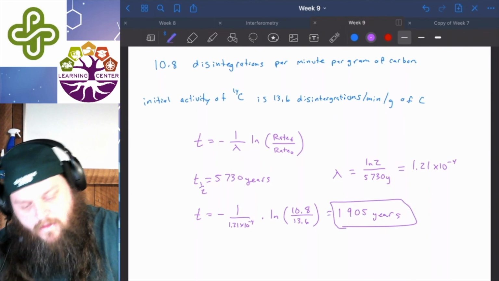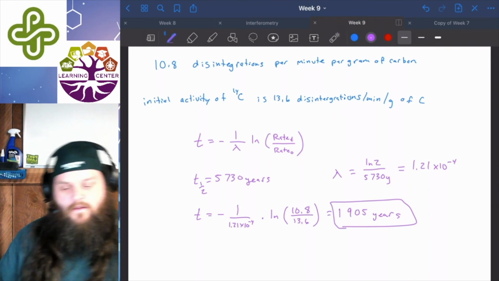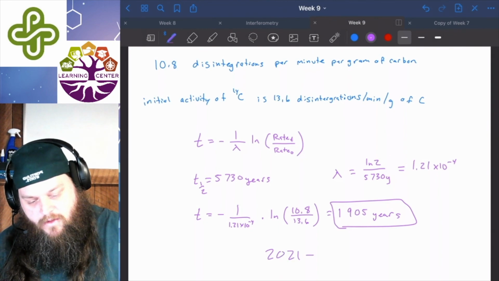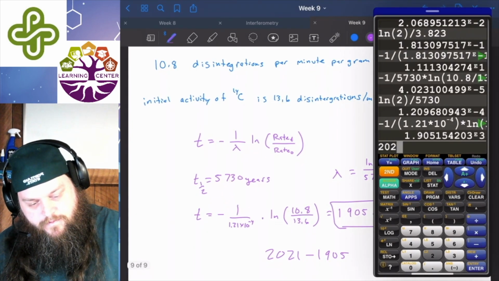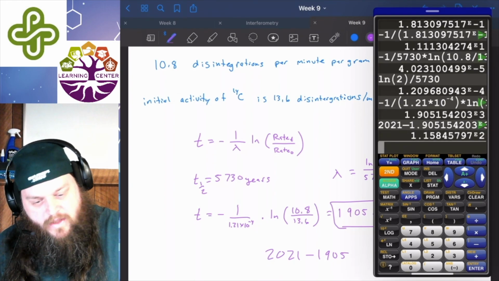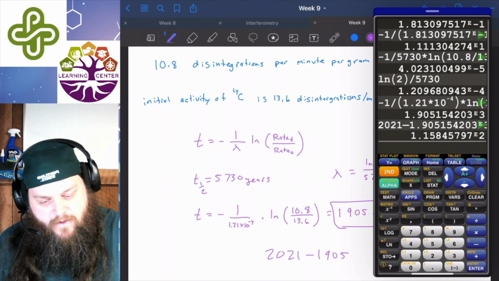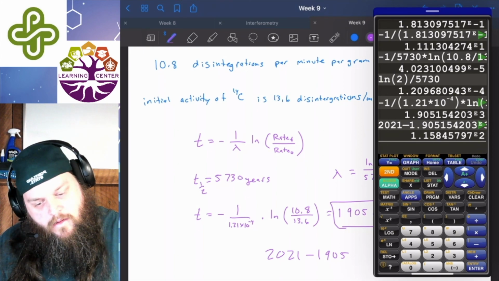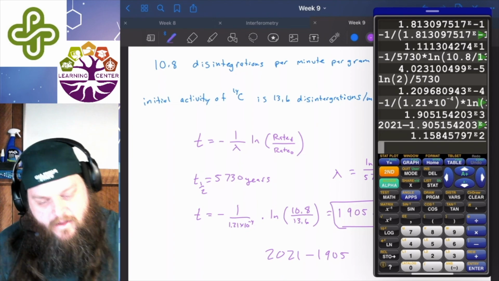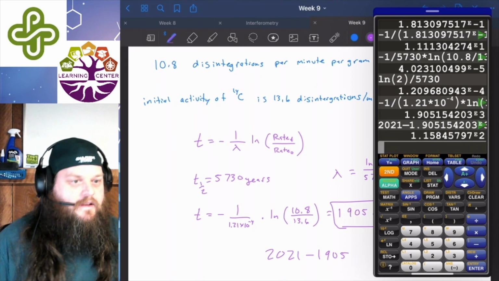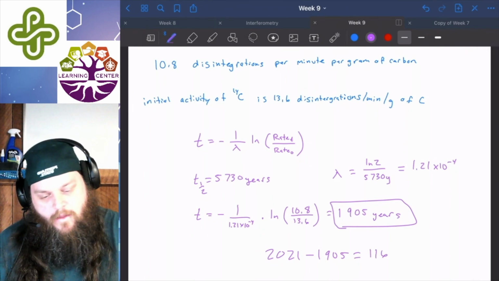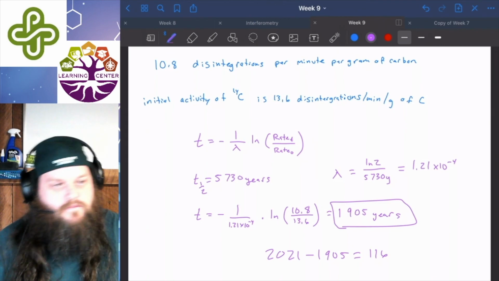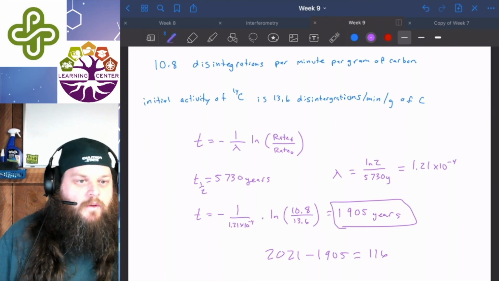That's how old the Dead Sea Scrolls are. So you can subtract, even if you wanted to. This is 2021 minus 1905. And we can see that, about the year 116, is when they were made. So that was a long time ago, long before we knew anything about carbon dating and stuff.